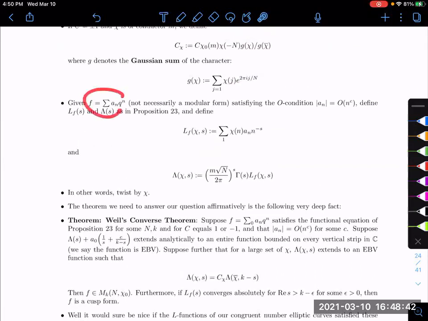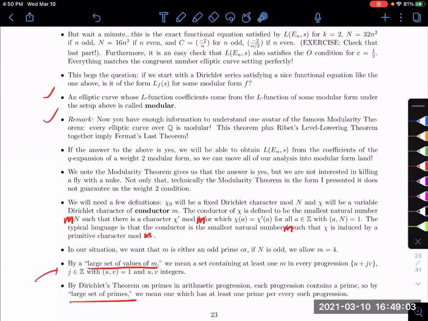So now I'm going to take some function f that has a Q expansion. I'm not necessarily going to require that it's a modular form, but I am going to require that it satisfies the big O condition on the coefficients that I had from above. And I'm going to define L sub f and lambda of s to be exactly how I defined them up here.